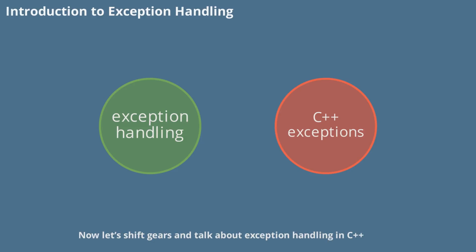Now let's shift gears and talk about exception handling in C++. Exceptions are problems that arise during program execution, such as dividing by zero or accessing invalid memory. Exception handling provides a structured way to detect and respond to these errors, making your programs more robust and reliable. In C++, exception handling is built around three keywords: try, catch, and throw. Let's explore how these work together.